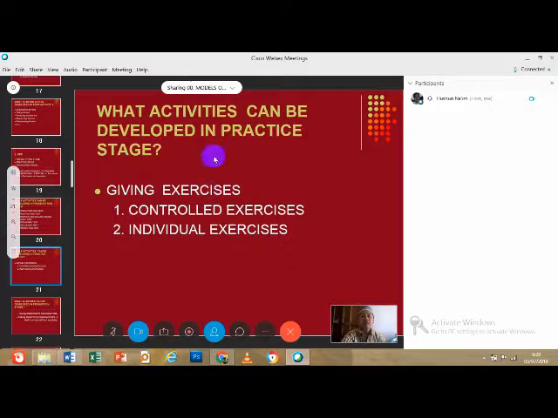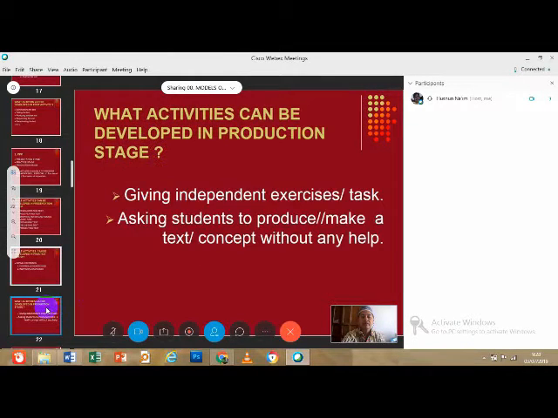And then, what activities can be developed in the practice stage? The first, giving exercise: 1. Controlled exercise. 2. Individual exercise. And then what activities can be developed in the production stage? The first one is giving independent exercise or task. Second, asking students to produce or make a text or concept without any help.